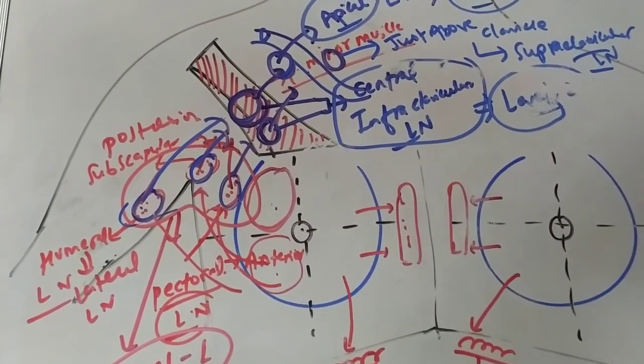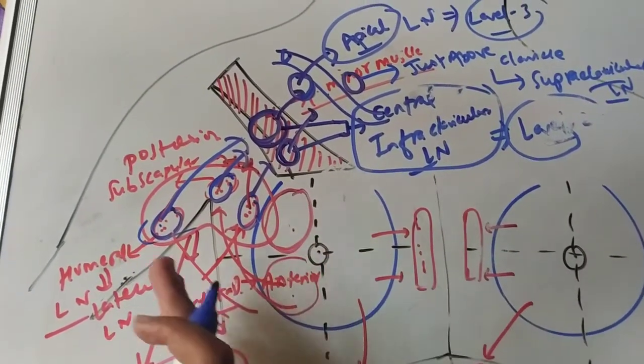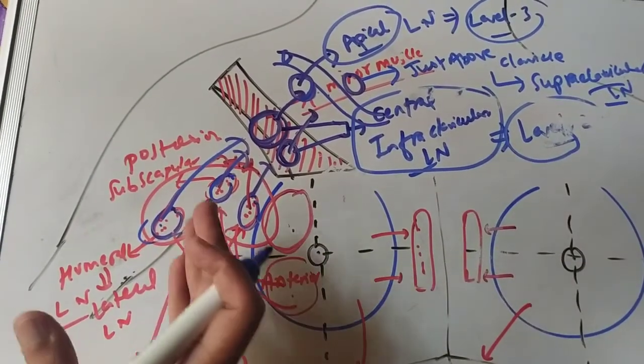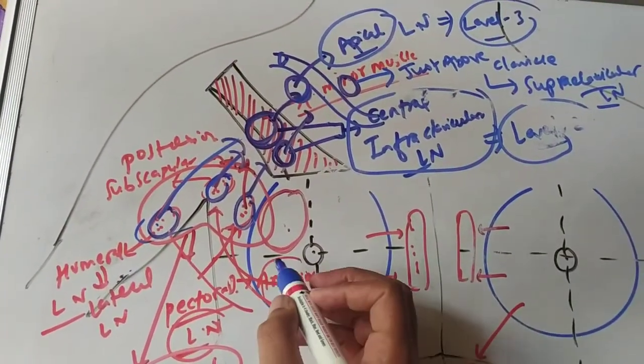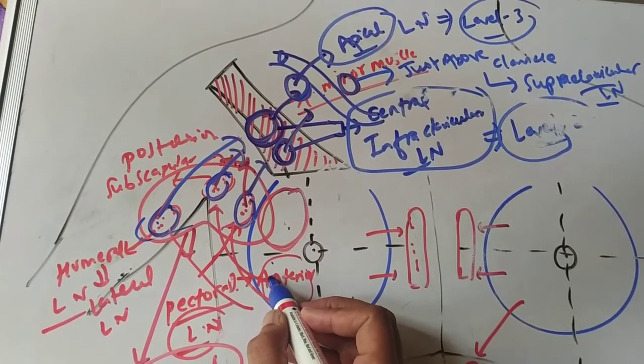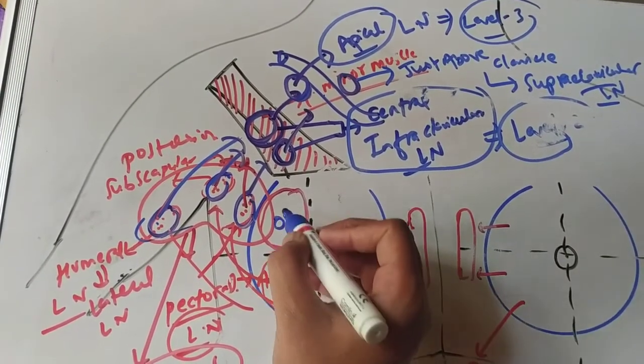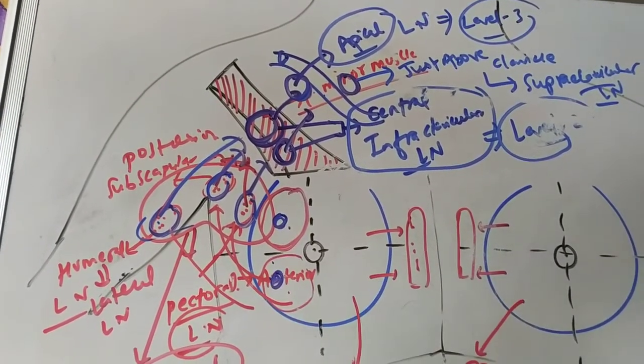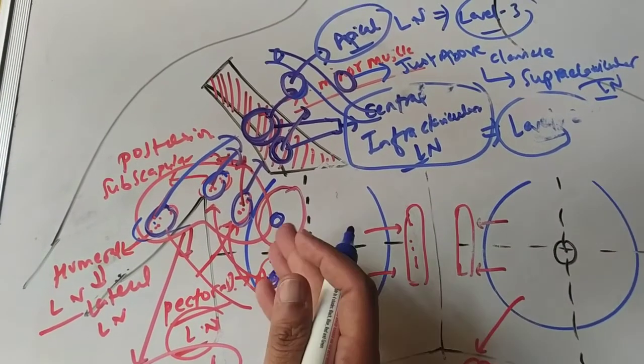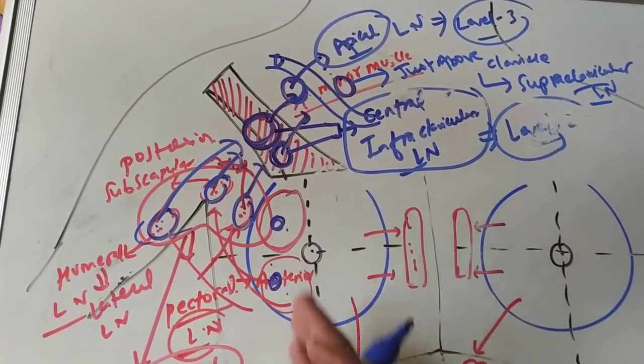So this is the process by which the lymph is taken into the different levels. And let's suppose any tumor is present in the upper lateral or the lower lateral quadrant of the breast.